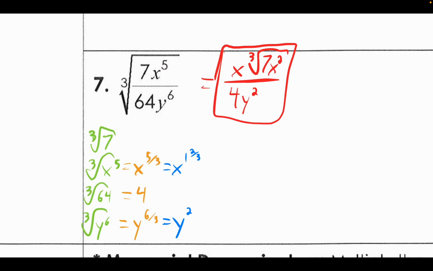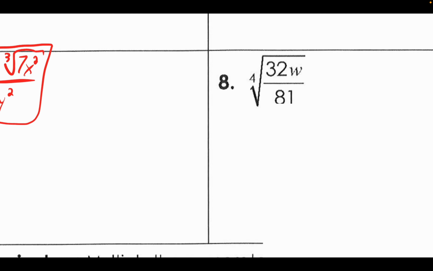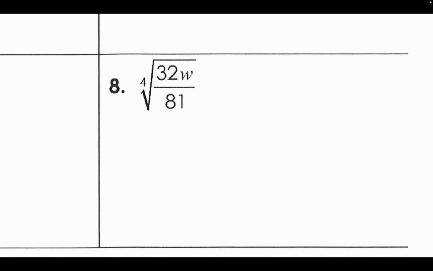Moving on to number 8. Once again, we look to simplify. We can't simplify 32 and 81, so we'll go through part by part. 4th root of 32, 4th root of w, 4th root of 81.